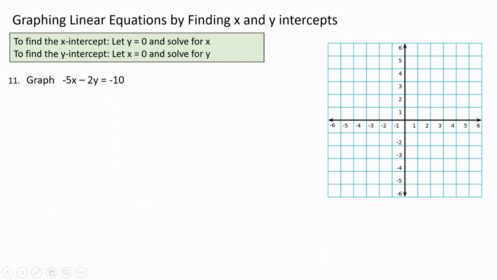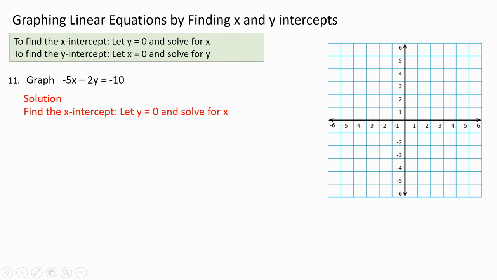Okay, now, I believe I graphed this one earlier using the slope-intercept form. There's another way to graph it, by finding the x-intercept and y-intercept. To find the x-intercept, we let y equal 0 and solve for x. In a similar fashion, to find the y-intercept, we let x equal 0 and solve for y.